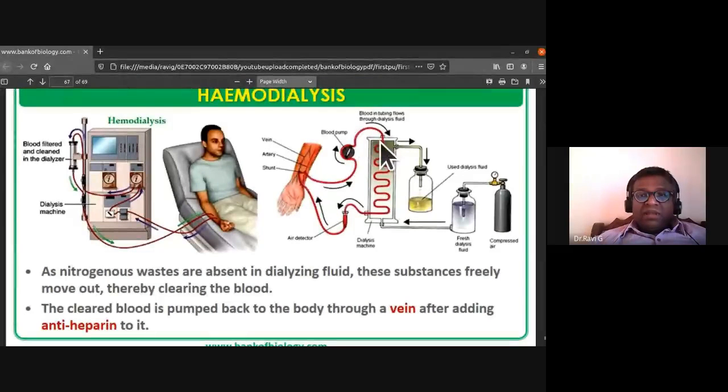Before, when the blood is entering, we add heparin, and when it is re-entering the body after dialysis, we add anti-heparin to it so that it regains its clotting ability. The cleared blood is pumped back to the body through a vein after adding anti-heparin to it.